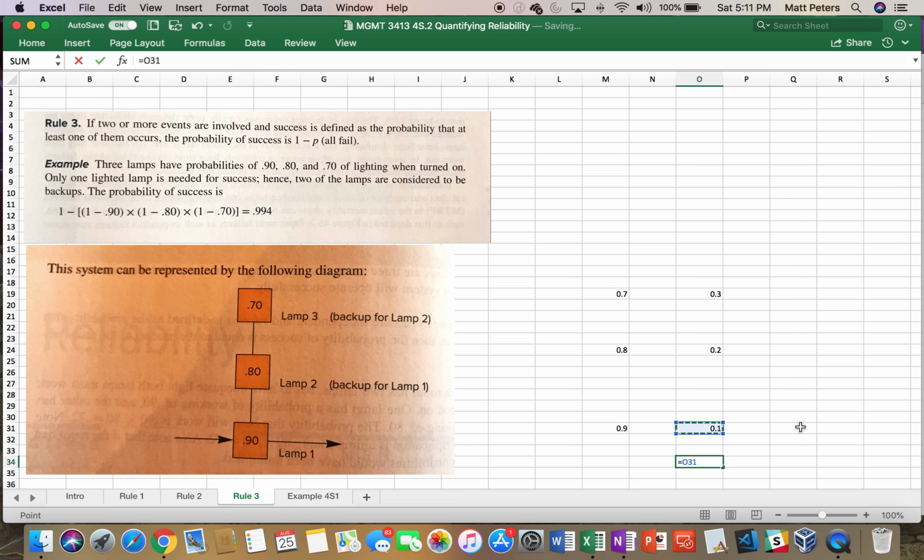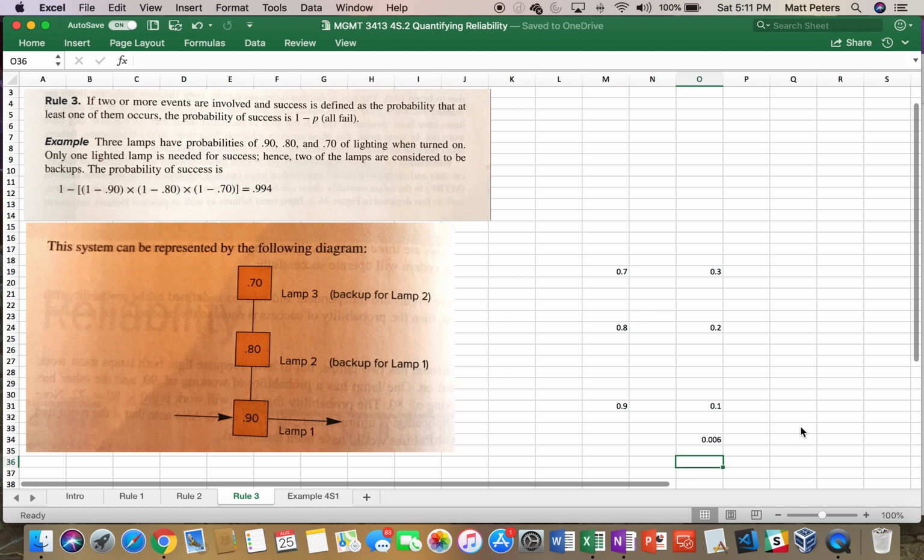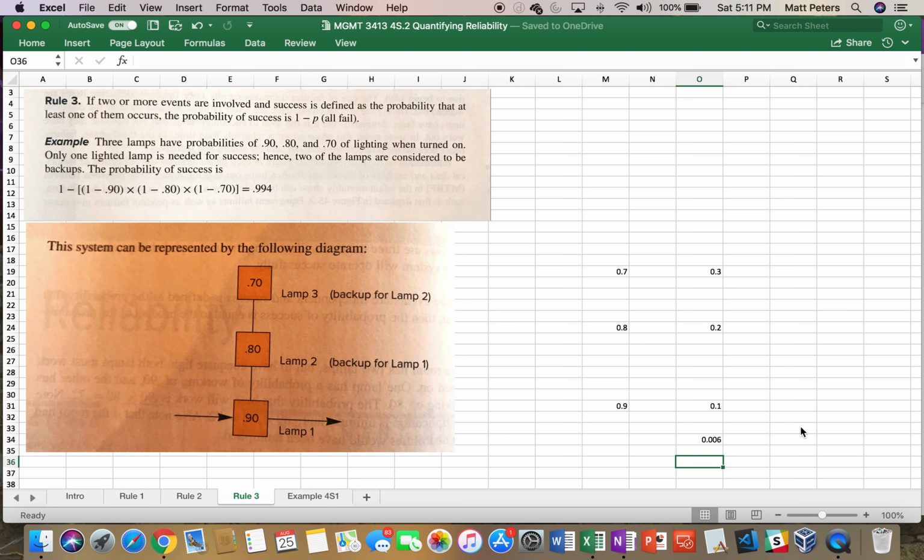So this times this times this. So the probability of this system failing is 0.006 or 0.6%. So then what is the probability of this system succeeding? It is 1 minus that number. So the probability of this system succeeding is 99.4%.